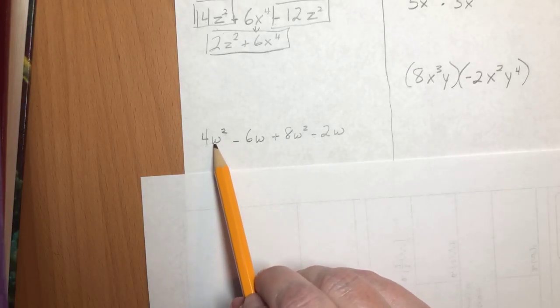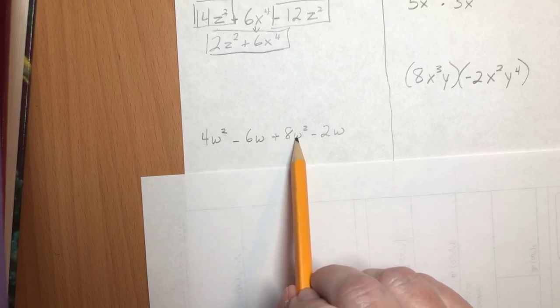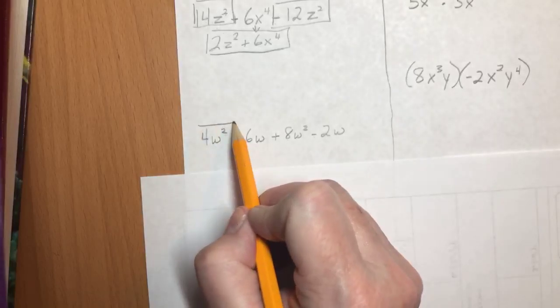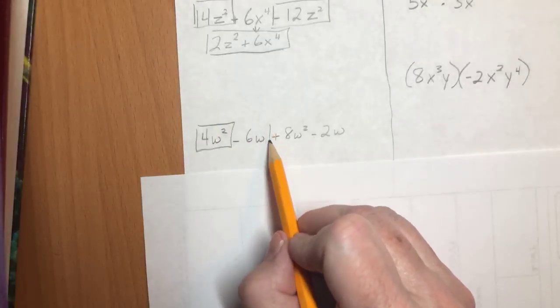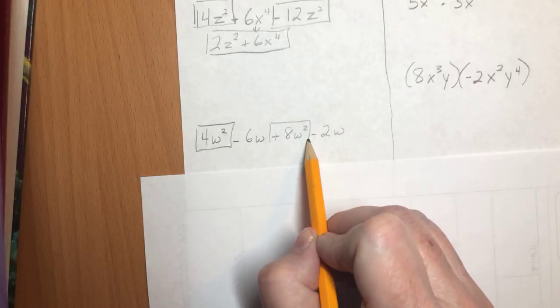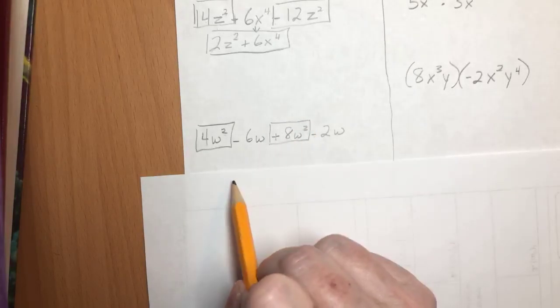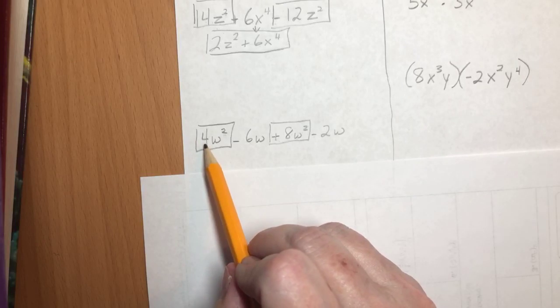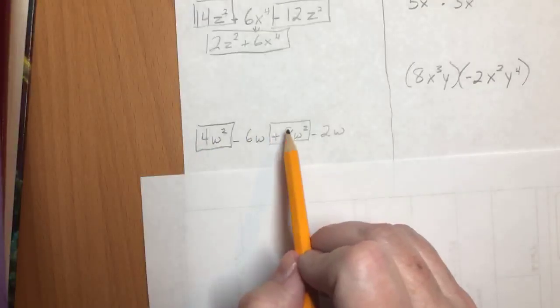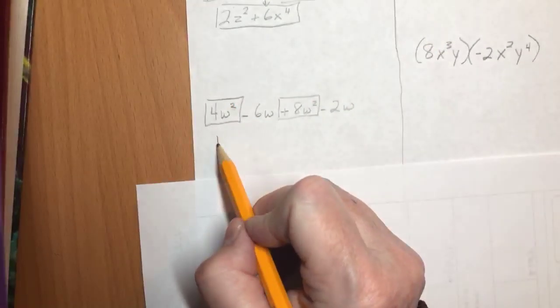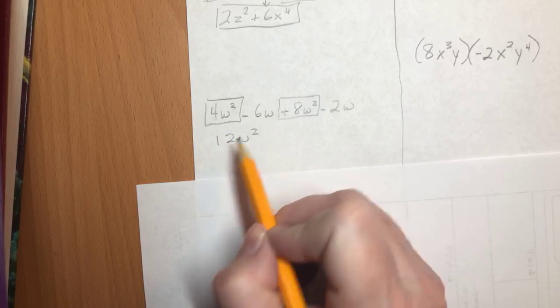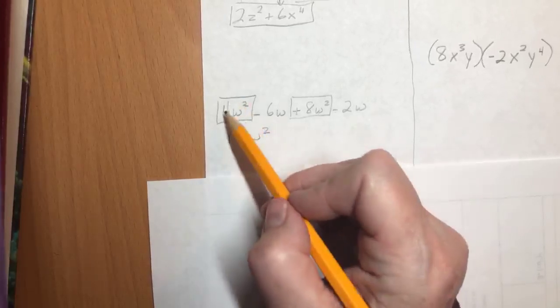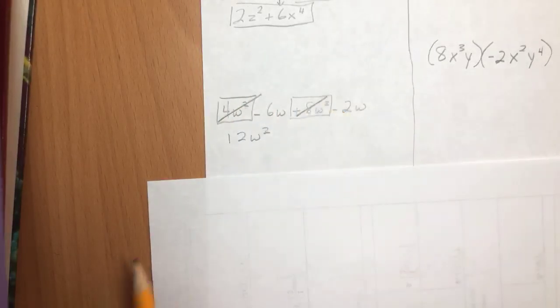Do you see anything that would be similar to that? If we look across, we see an 8w squared. So I'm going to go ahead and box those. Notice I'm boxing the plus sign that's in front of this one because the sign in front goes with it. So now I can just add the coefficients. 4 plus 8 equals 12, 12w squared. Now that I'm done with that, I'm going to cross it out.